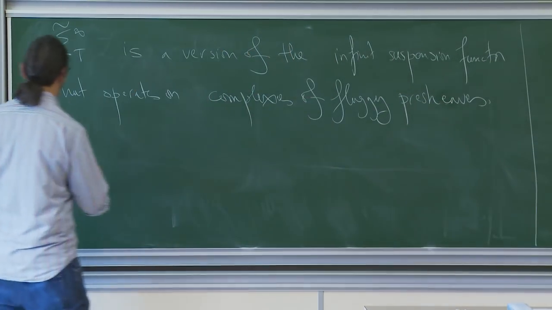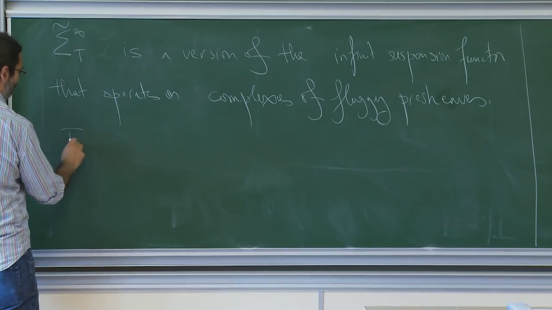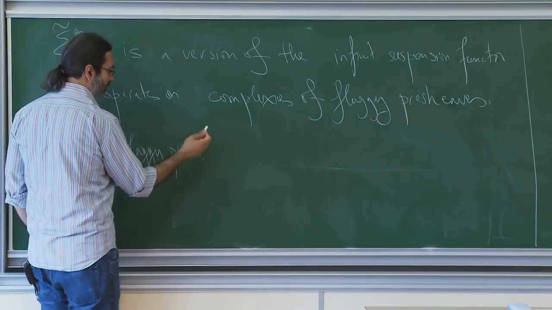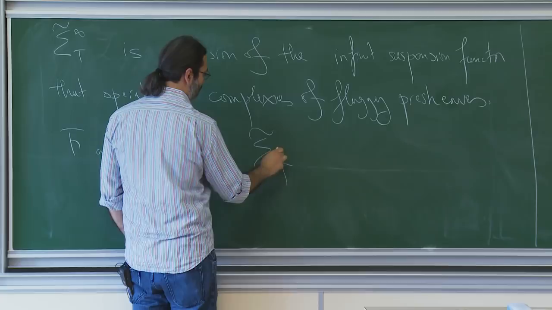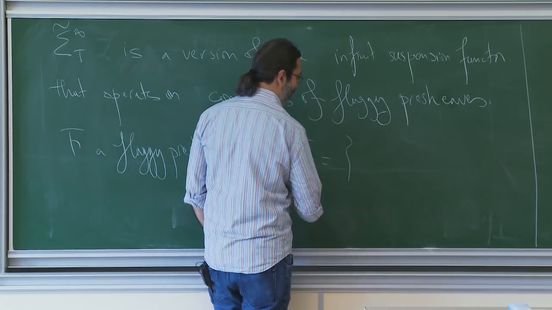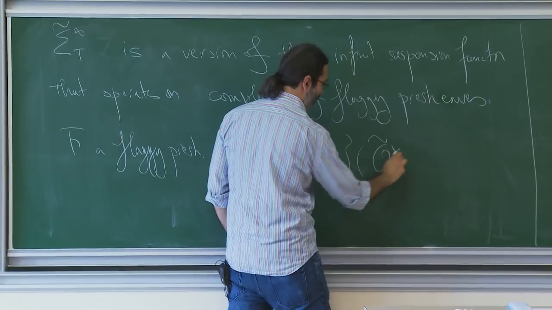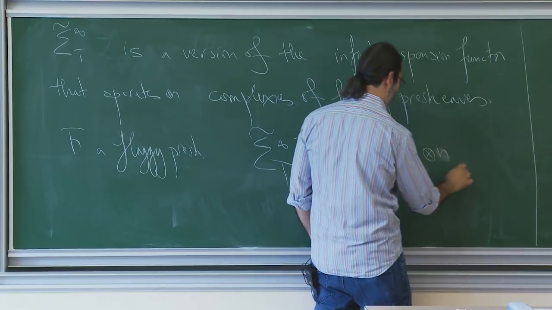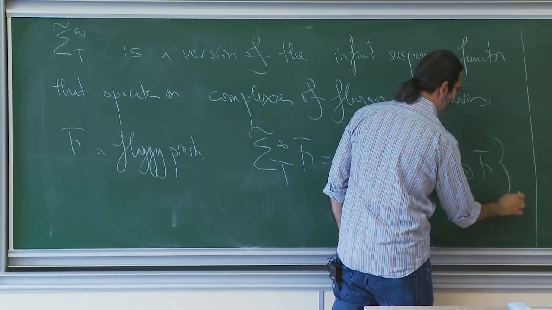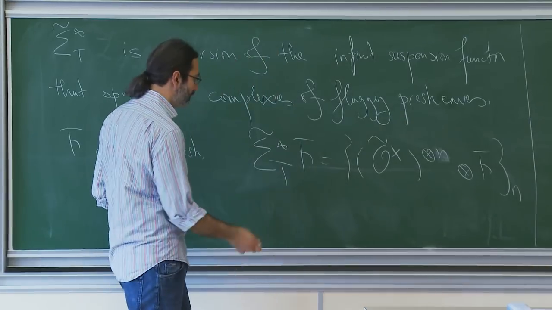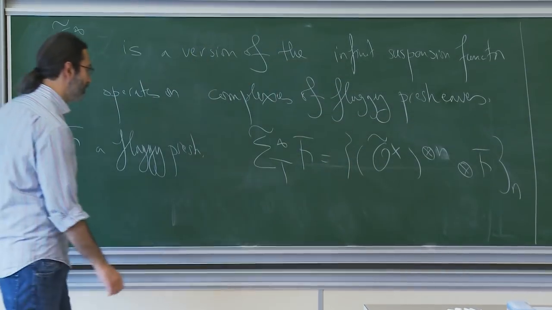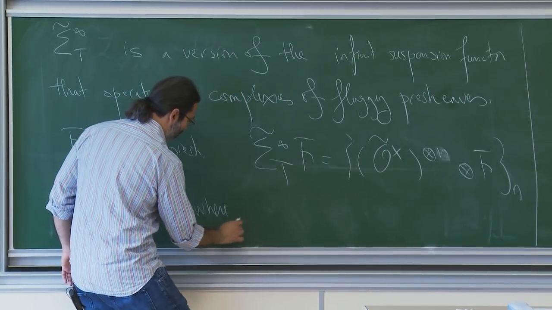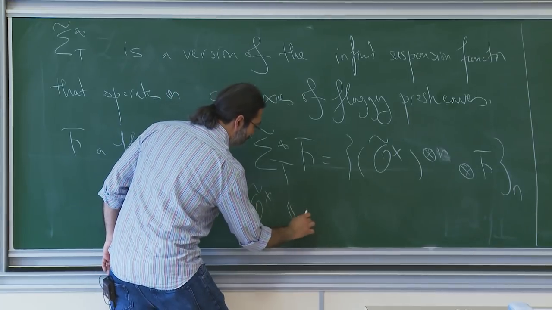Okay, so more precisely, if you have f a flaggy presheaf, this guy is given like this. It's a tensor product of the flaggy presheaf with one particular object. Okay, so where this object is as follows.